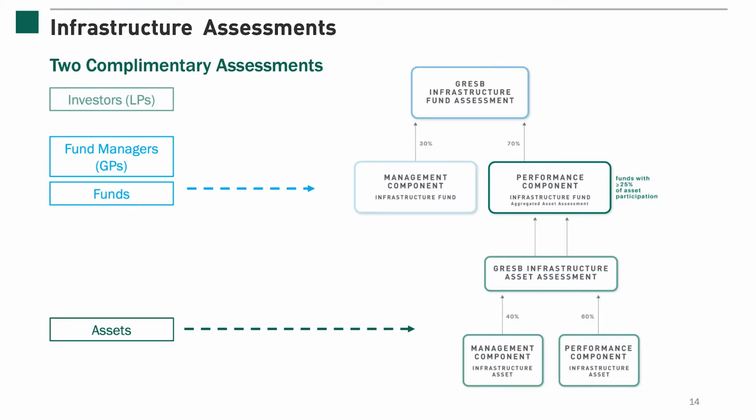If more than 25% of the fund's underlying assets complete the infrastructure asset assessment, the scores of these assets are averaged and the fund will obtain a performance score for the infrastructure fund. The asset assessment can therefore be relevant to investors as either A, a contribution to the overall fund assessment, or B, in its own right in the case of direct investment into the asset.